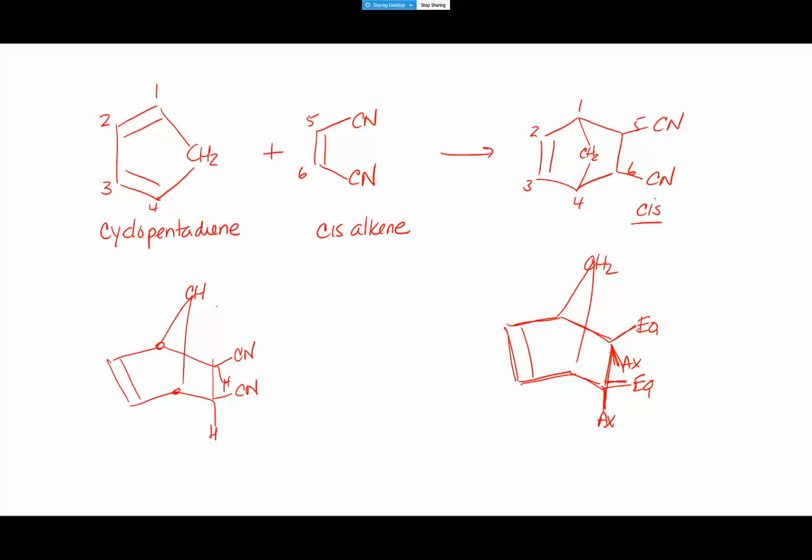So this is basically a bridge. So you can form this product where they're both equatorial and on the same side as the bridge, or you can have the CNs be axial and on the opposite side of the bridge. So those are the two positions that they can be.